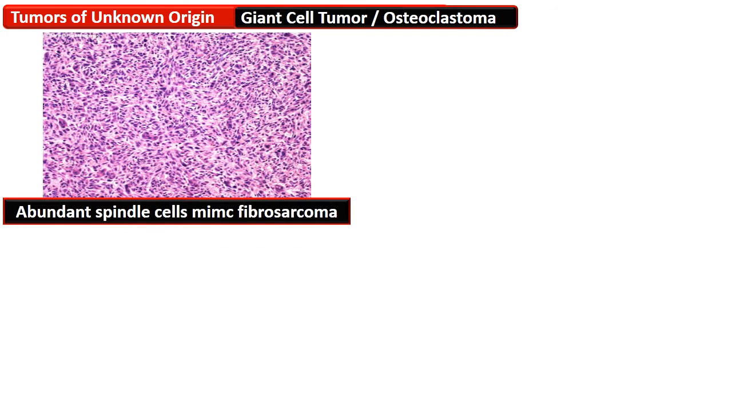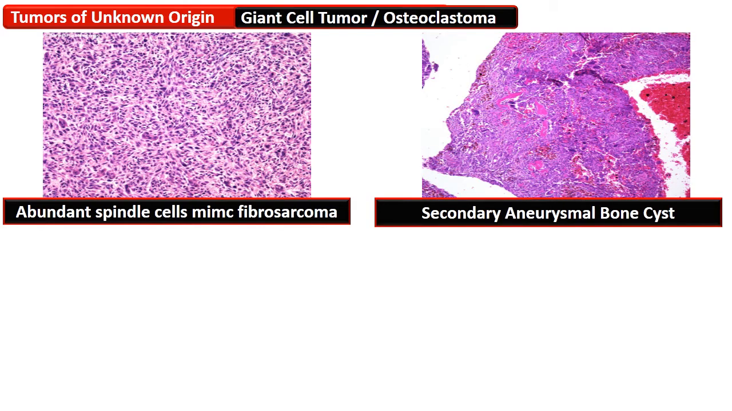In some instances, rarely, the giant cell tumor has abundant spindle cells, and this may mimic fibrosarcoma. However, the giant cell tumor lacks nuclear atypia and is more cellular than the low-grade sarcomas. Secondary aneurysmal bone cyst formation is another feature, and this giant cell tumor is perhaps the most common bone tumor associated with secondary aneurysmal bone cyst. Rarely, these secondary bone cyst elements may predominate.